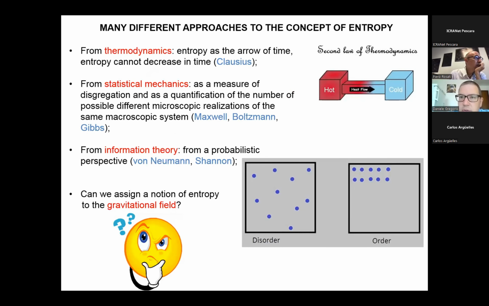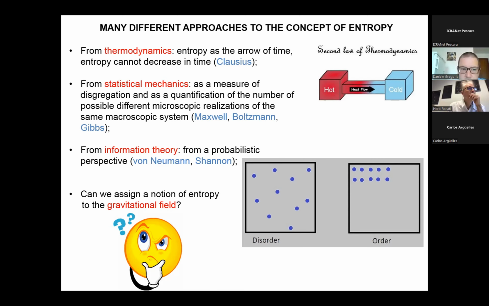We can introduce a notion of entropy from many different perspectives. For example, from thermodynamics, in which entropy is the arrow of time. In this case, we say that entropy is a quantity which cannot decrease in time. This is the approach followed by Clausius. We can introduce entropy as well from statistical mechanics as a measure of disgregation and as a quantification of the number of possible different microscopic realizations of the same macroscopic system. This approach was followed by Maxwell, Boltzmann, and Gibbs.